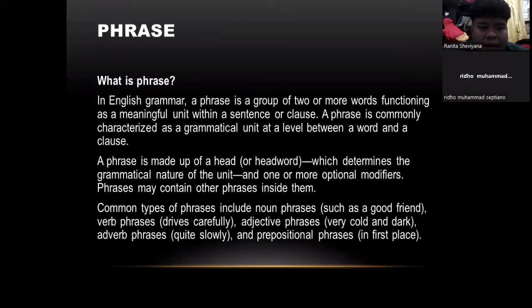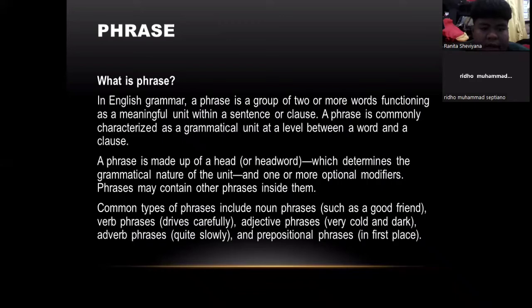Next, phrase. What is a phrase? In English grammar, a phrase is a group of two or more words functioning as a meaningful unit within a sentence or clause. A phrase is commonly characterized as a grammatical unit at a level between a word and a clause. A phrase is made up of a head or head word, which determines the grammatical nature of the unit, and one or more optional modifiers.